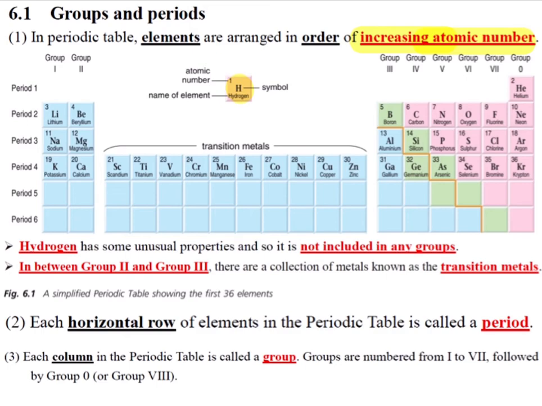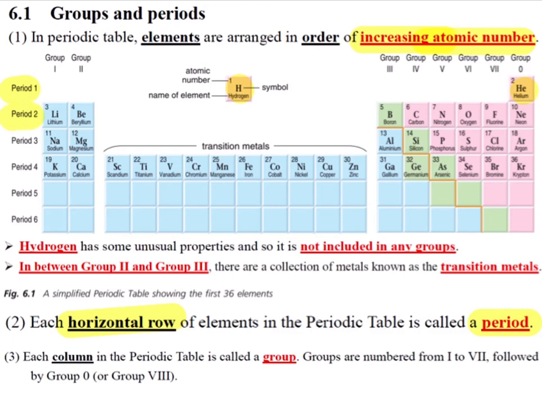So, for a periodic table, we divide them into periods and groups. So let me introduce what is a period for a periodic table. The horizontal rows are called periods. For example, hydrogen and helium are called the first period.